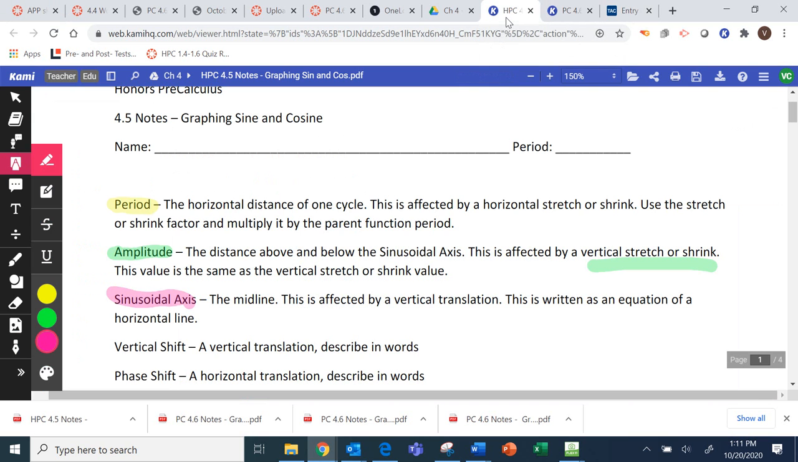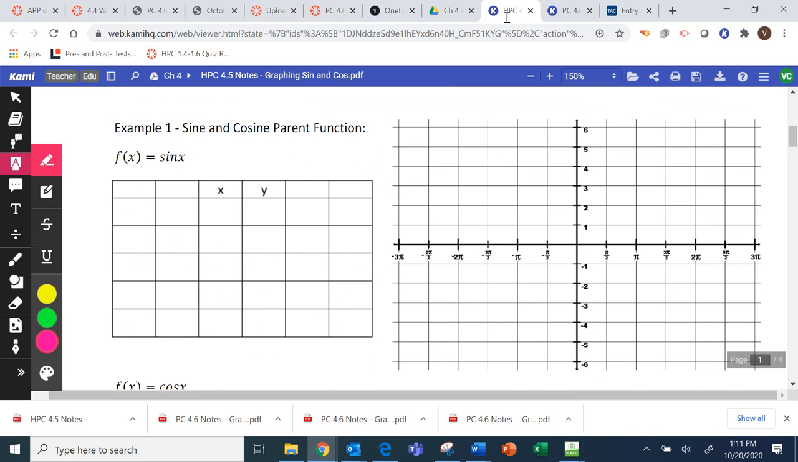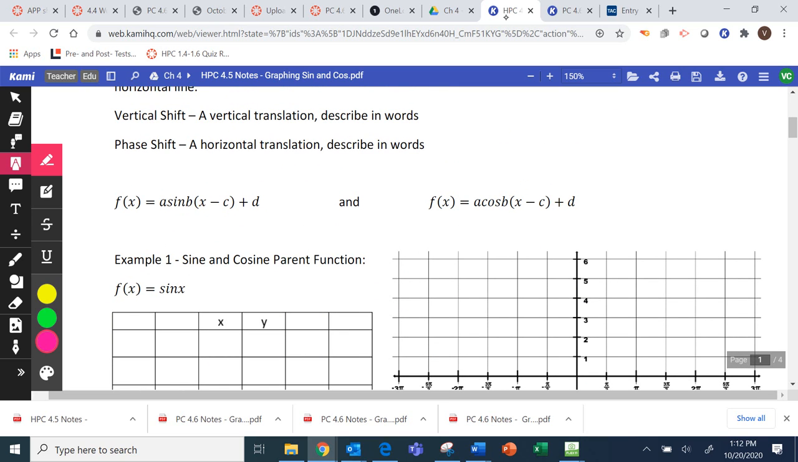A vertical shift is when we have a vertical translation, and then the words phase shift would be the horizontal translation. And you would just describe it like left for however much it goes.